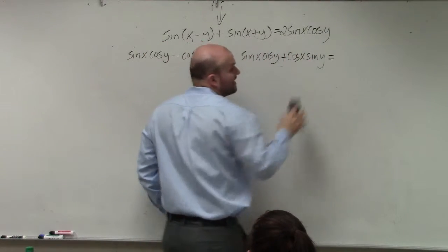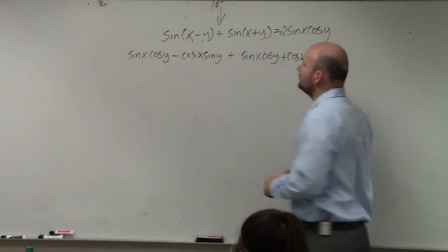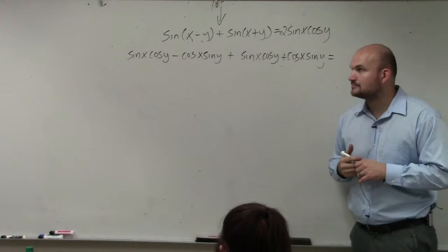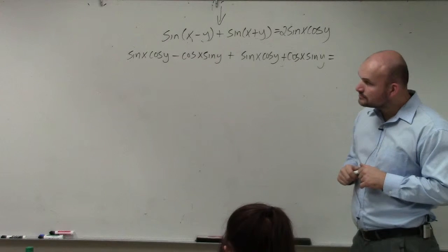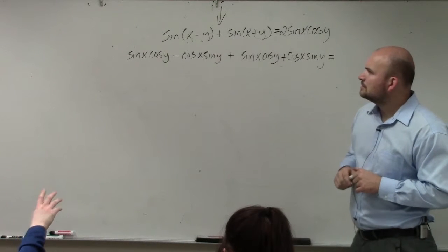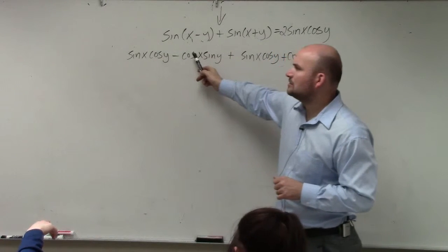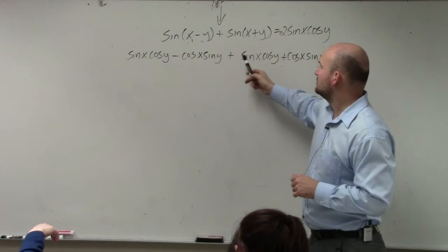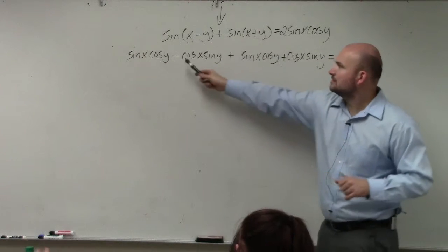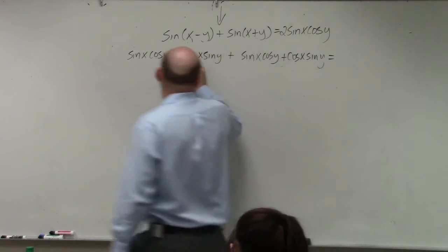We're trying to verify that the left side is equal to the right side. So that's what we're trying to show. It says cosine, and you use sine of v. So you have sine of x cosine of y, cosine of x sine of y, sine of x cosine of y, cosine of x sine of y. The only difference is, oh, they're duplicated.